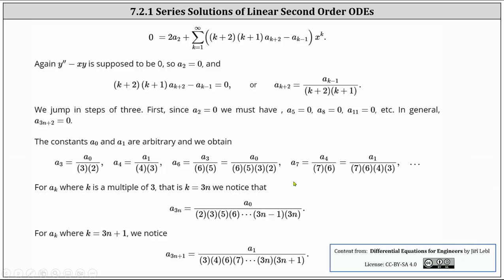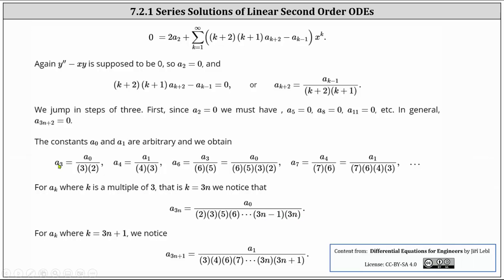Notice when the subscript is a multiple of 3, meaning a sub 3 and a sub 6, the numerators are a sub 0. If we analyze the factors in the denominators and reverse the factors, for a sub k, where k is a multiple of 3, we have k equals 3n, and we notice that a sub 3n is equal to, again, a sub 0 divided by the pattern for the factors in the denominators: 2 times 3 times 5 times 6, all the way out to times 3n minus 1 times 3n.